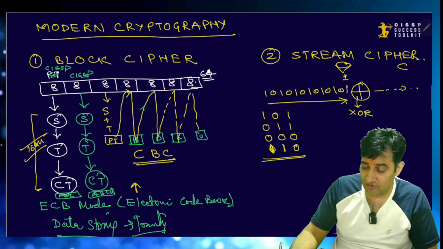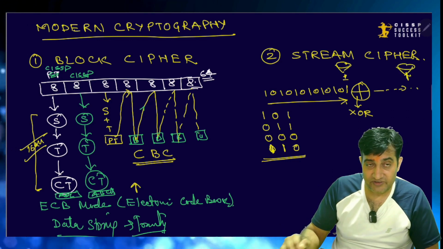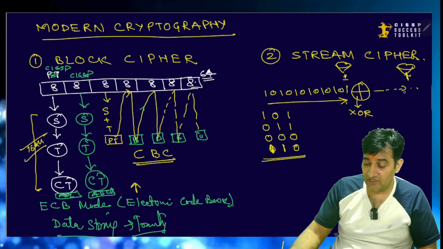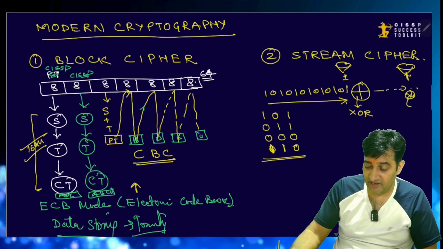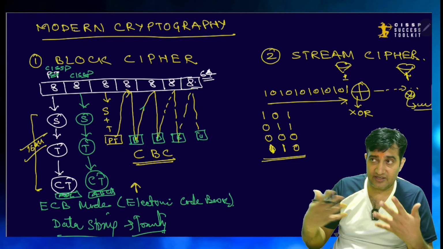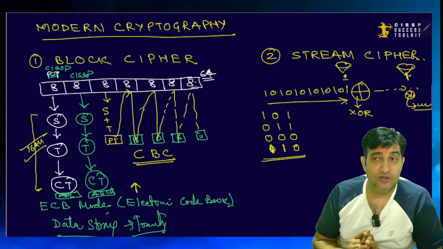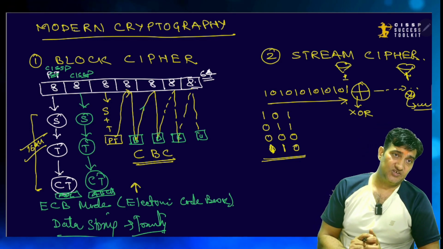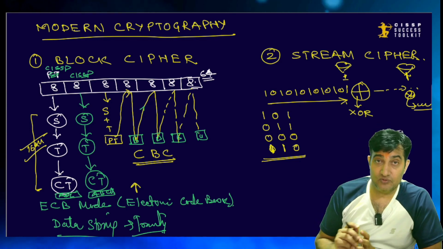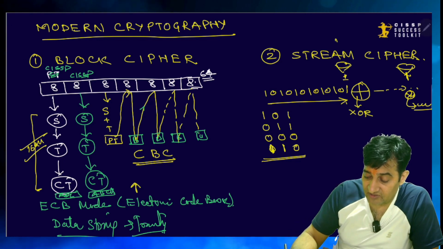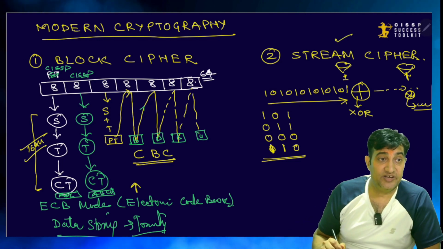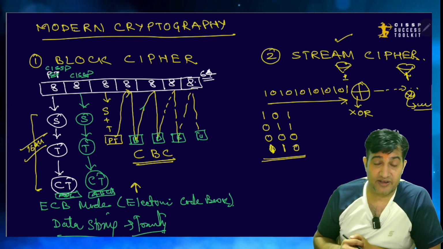The other side will also have the same key stream generator, which will give those bits back. So there will again be an XOR function happening here and they will be able to see the entire data, like they will hear everything. This is called real-time communication. And in real-time communication, we use something called stream cipher. The stream cipher is heavily used for real-time communication.